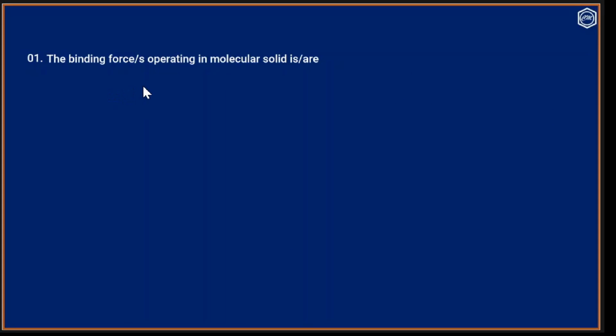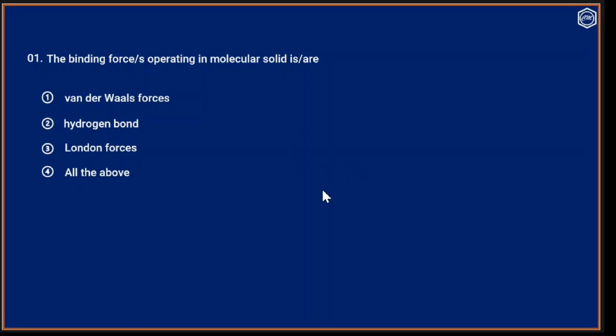Question 1. The binding force or forces operating in molecular solid is or are: 1. Van der Waals forces, 2. Hydrogen bond, 3. London forces, 4. All the above. So in molecular solids, all these forces are operating. So the answer is 4.